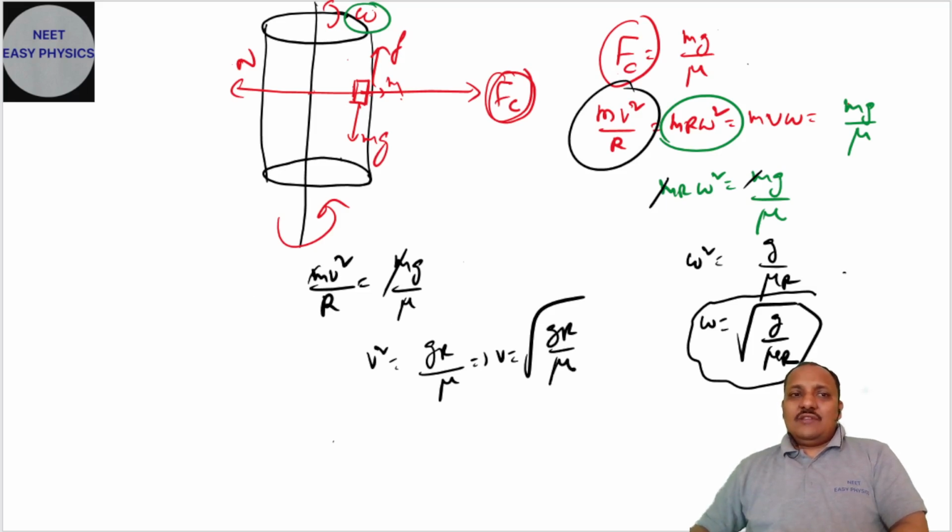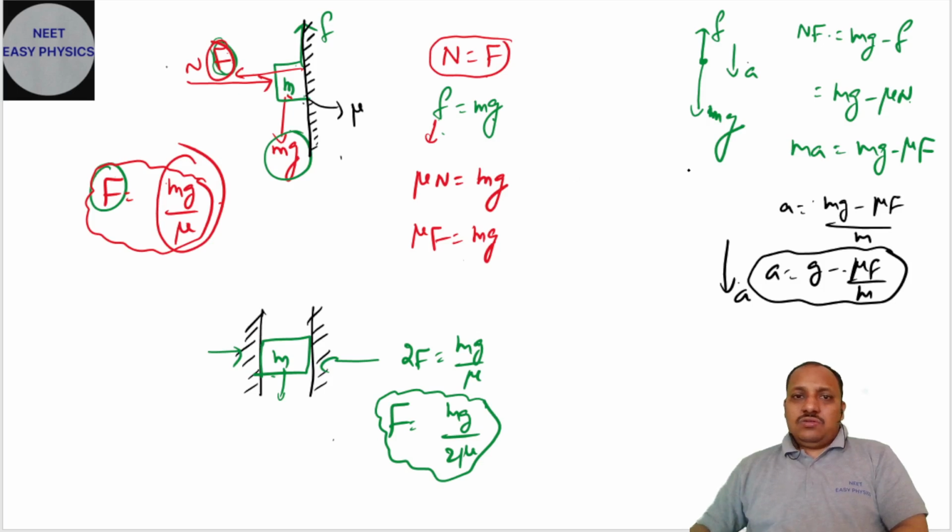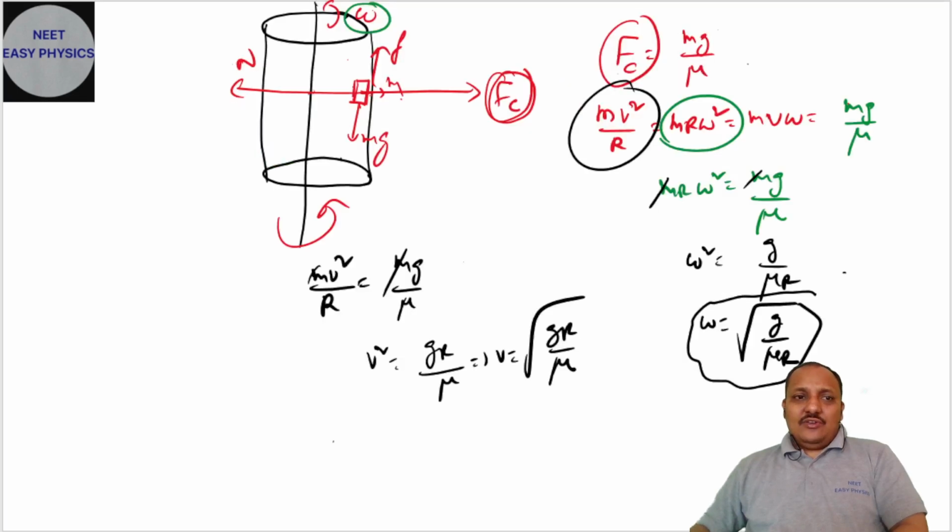So all these are vertical surfaces. If you are aware of this, f is equal to mg by mu, the remaining all you can do. If it is on a horizontal surface, how do we have to take it? One small change will be coming.